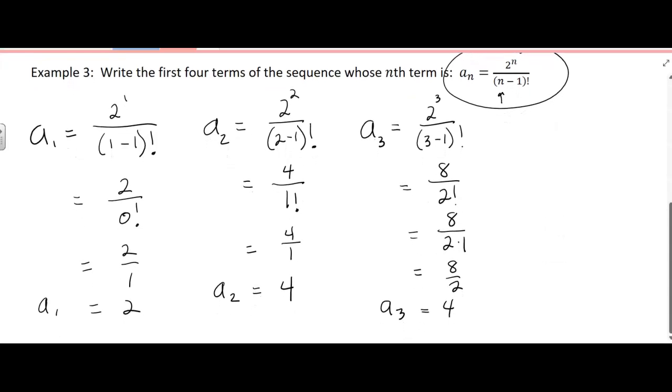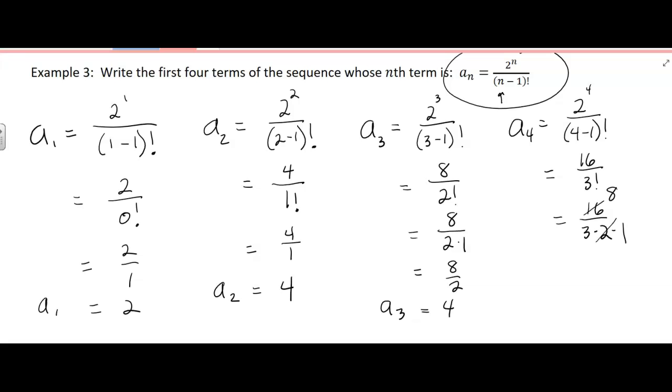Okay, we got one more to do, a sub 4, which is going to be 2 to the 4th power over 4 minus 1 factorial. 2 to the 4th power is 16. And then you have 3 factorial. That's 16 over 3 times 2 times 1. I usually put the 1, even though you kind of don't need it. But 2 goes into 16 8 times. And 3 doesn't go into 8. So you can do that canceling because you have multiplication. So that's really handy. All right, so I get 8 over 3. And that would be a sub 4.